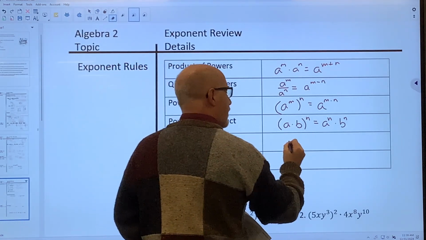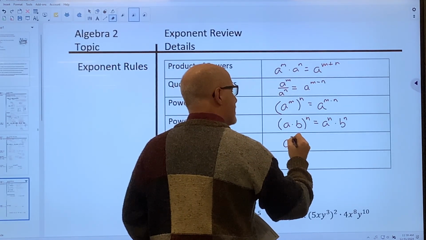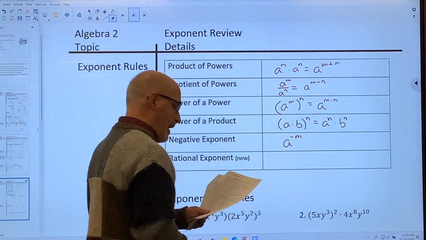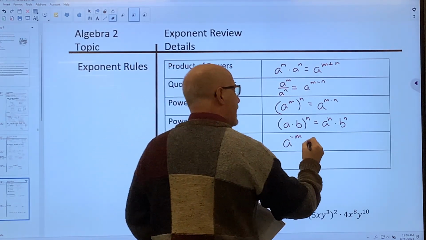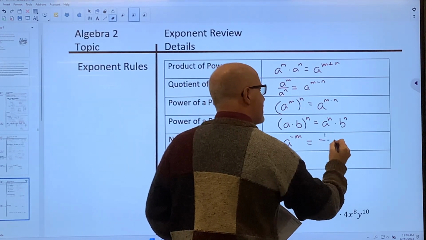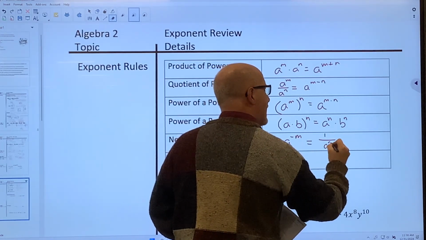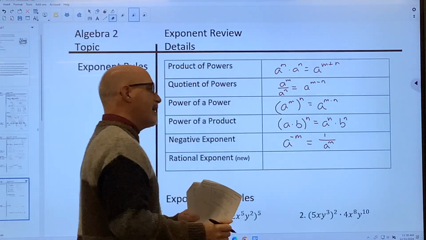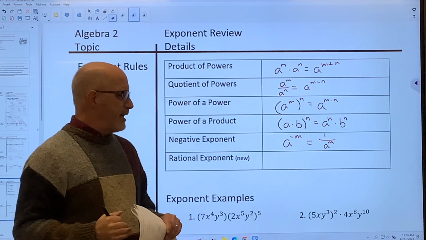Negative exponent we've already done, but we want to review this. If you've got a to the opposite of m power, you want to recognize that that means you're going to reciprocate it. Make the m positive, but put it in the denominator. It becomes 1 over a to the m.